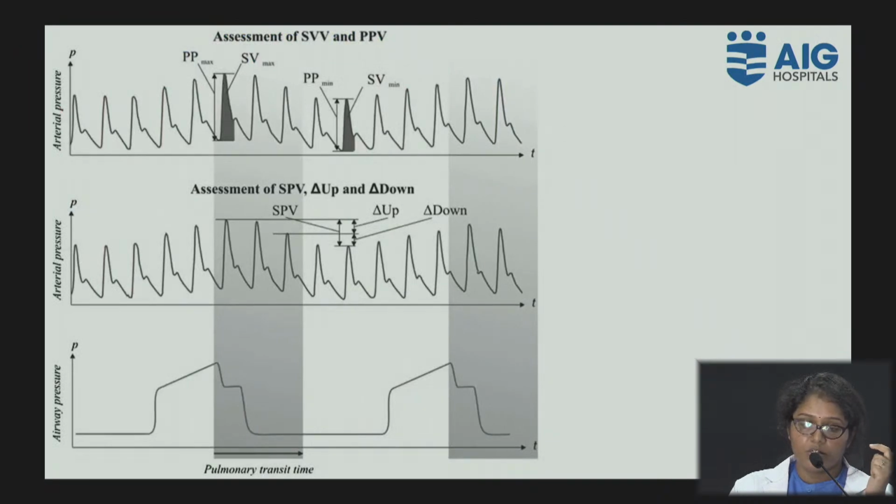So this is a pictorial representation. The first picture shows the difference in the pulse pressure maximum and the pulse pressure minimum. And this is the systolic pressure variation. This is the maximum and minimum systolic blood pressure. The difference will give the systolic pressure variation.